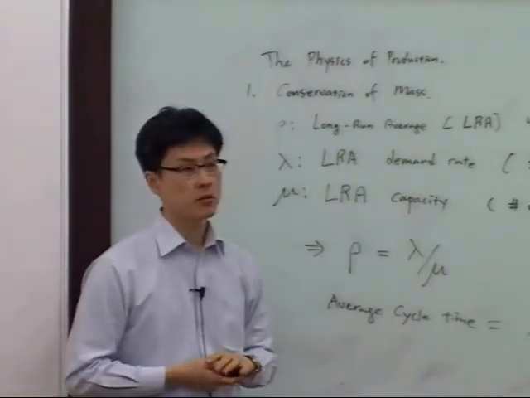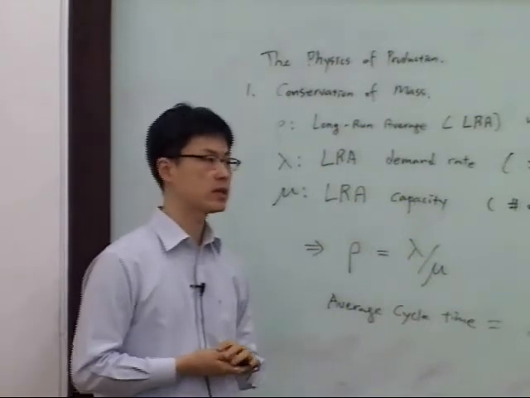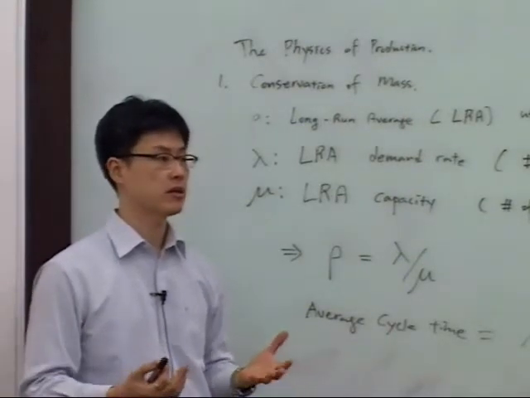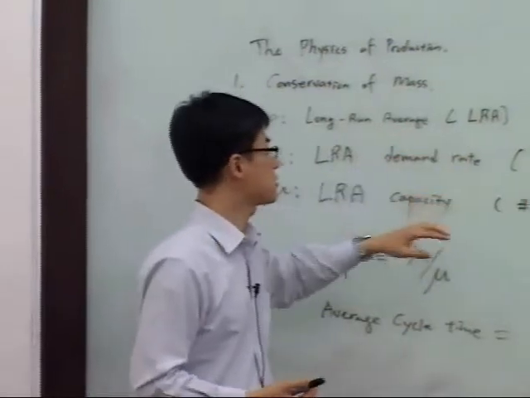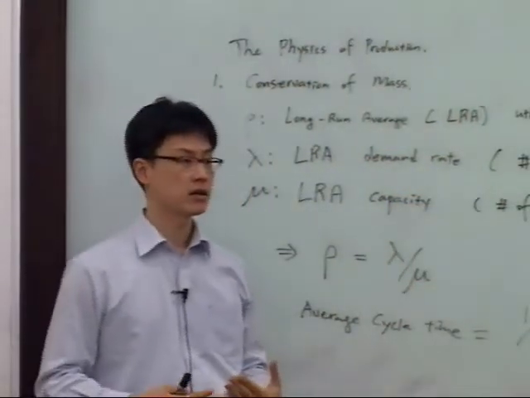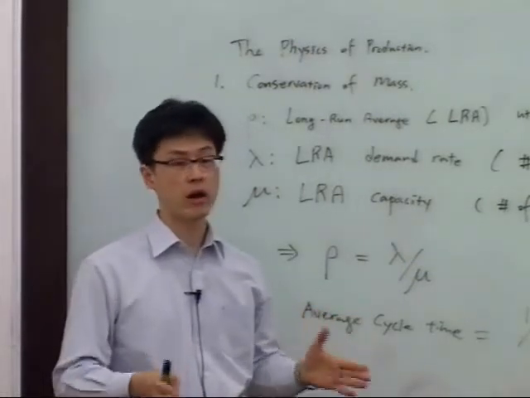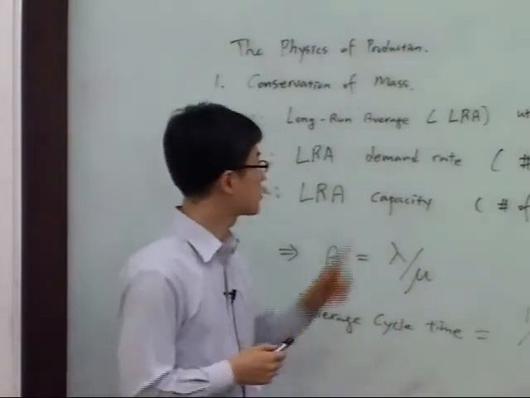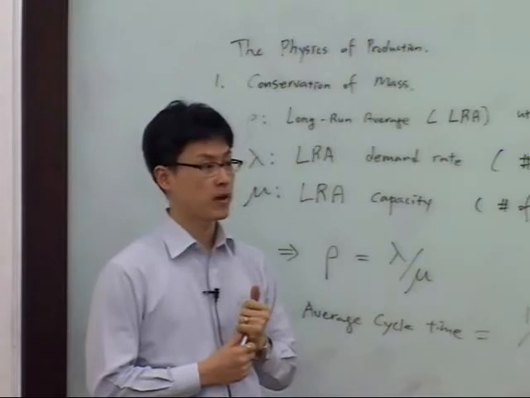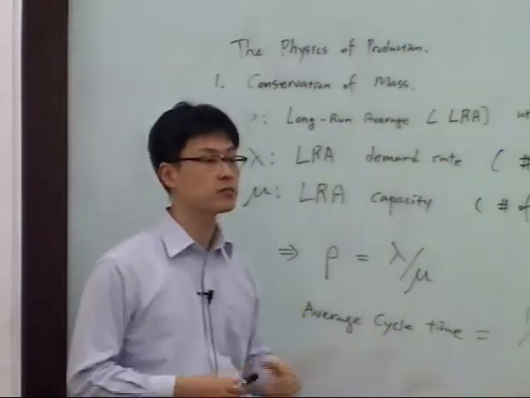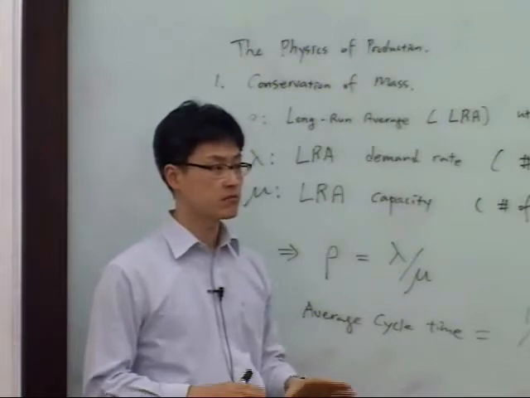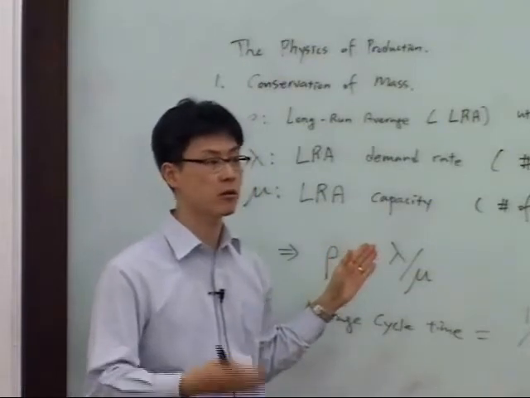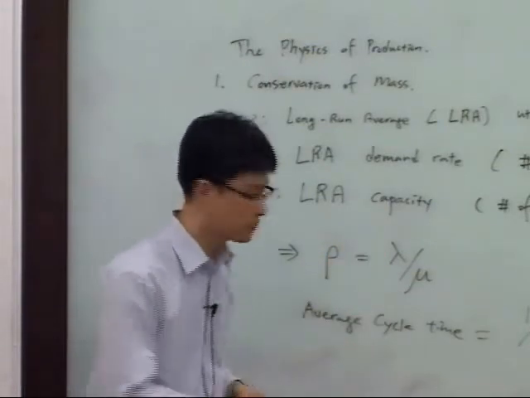instantaneous utilization, well, nobody is interested in this instantaneous utilization at time delta t or something. Utilization, demand rate, and capacity are concepts based on some kind of long run average. So for convenience, I will not use long run average anymore. I will omit this LRA from now on, but the meaning is still there. When I say utilization, it's actually long run average utilization. Okay?